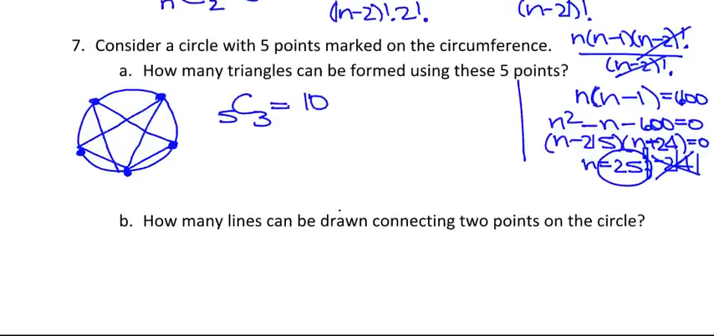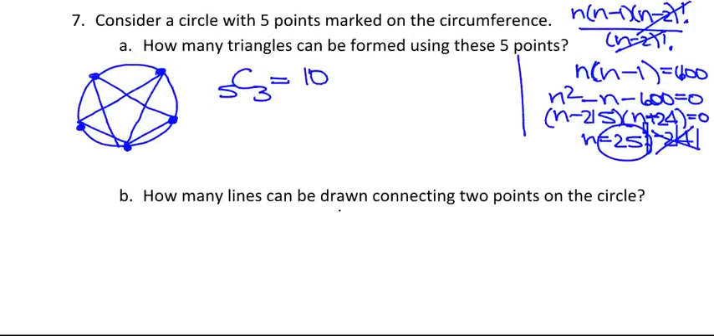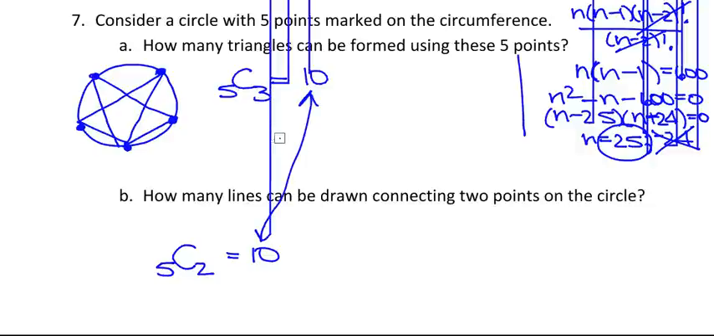Let's try the next one. How many lines can be drawn connecting 2 points on the circle? Well, that's easy. You have 5 points on that circle. If you're trying to connect 2 points, you only need to use 2 of them. So 5 choose 2 also equals 10. If you're wondering how you happen to get the same answer for both of these, if you use your formula, you will see that you get the same denominator.